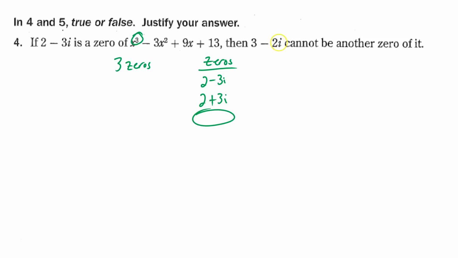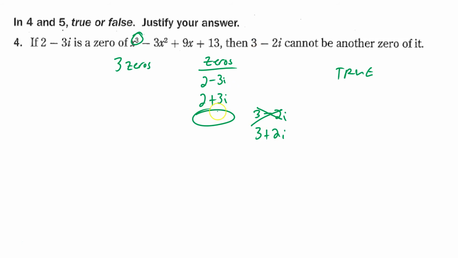Well, think about it this way. If it was 3 minus 2i, because these are real coefficients again, what would also have to be a 0? 3 plus 2i. But we only have room for one more. So 3 minus 2i cannot be a 0. So this is true.